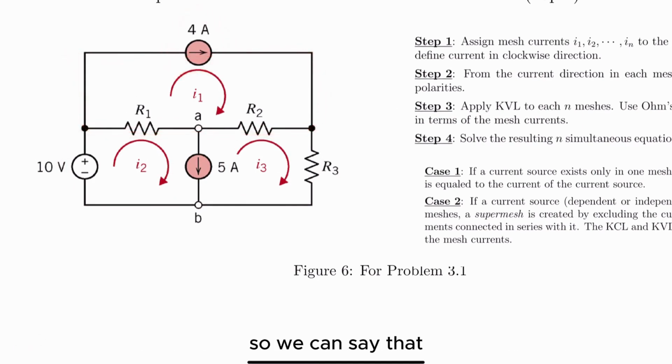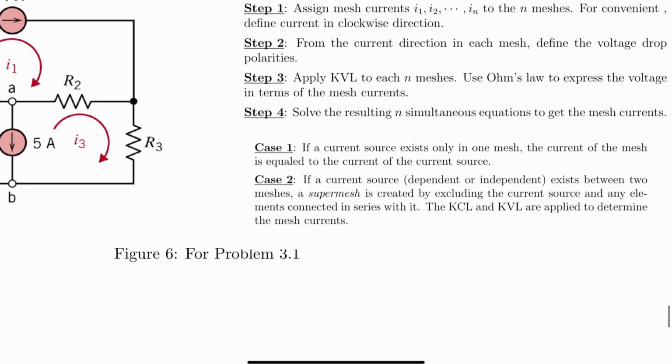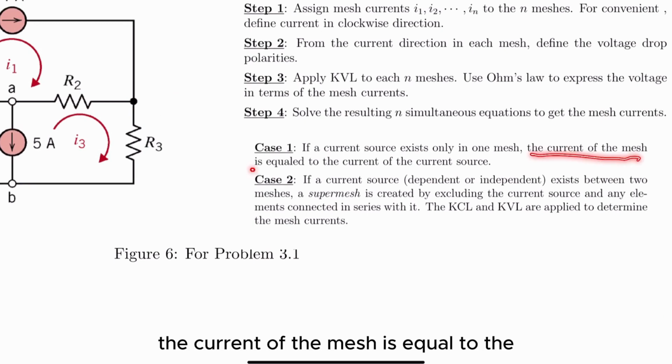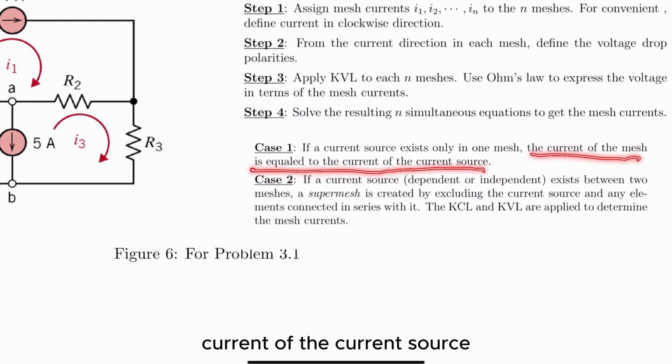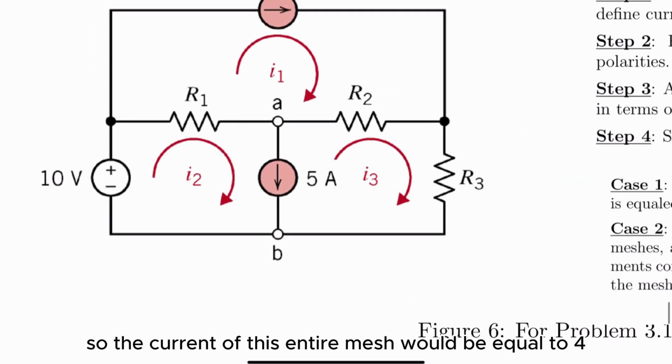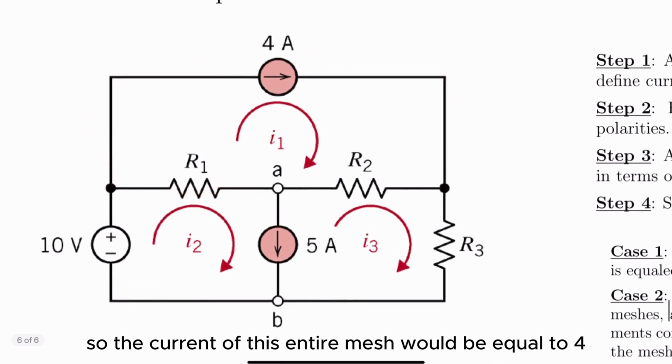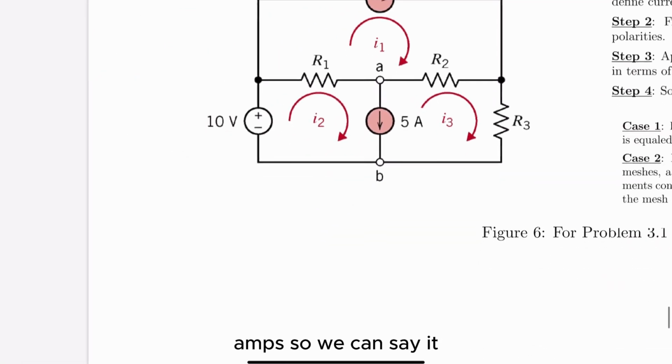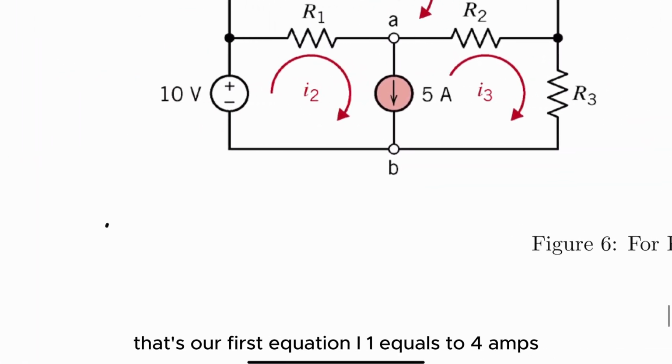So we can say that the current of the mesh is equal to the current of the current source. So the current of this entire mesh would be equal to 4 amps. So we can say that's our first equation: I1 equals 4 amps.